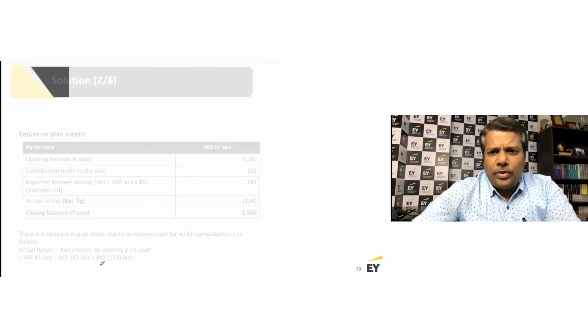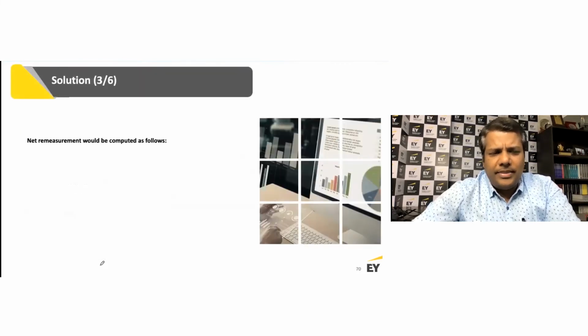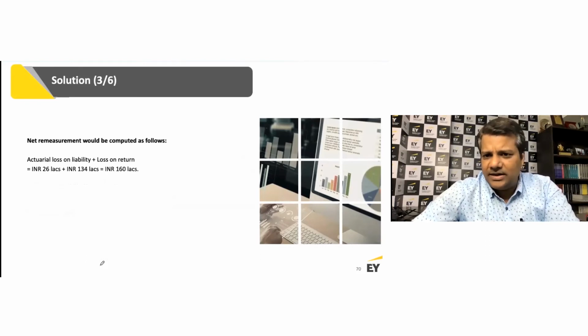So now we move forward. Net remeasurement would be computed as follows, which is actuarial loss on liability plus loss on return, right? Which is 26 lakhs plus 134 lakhs, which is 160 lakhs, right? And net interest is taken to the statement of profit or loss.